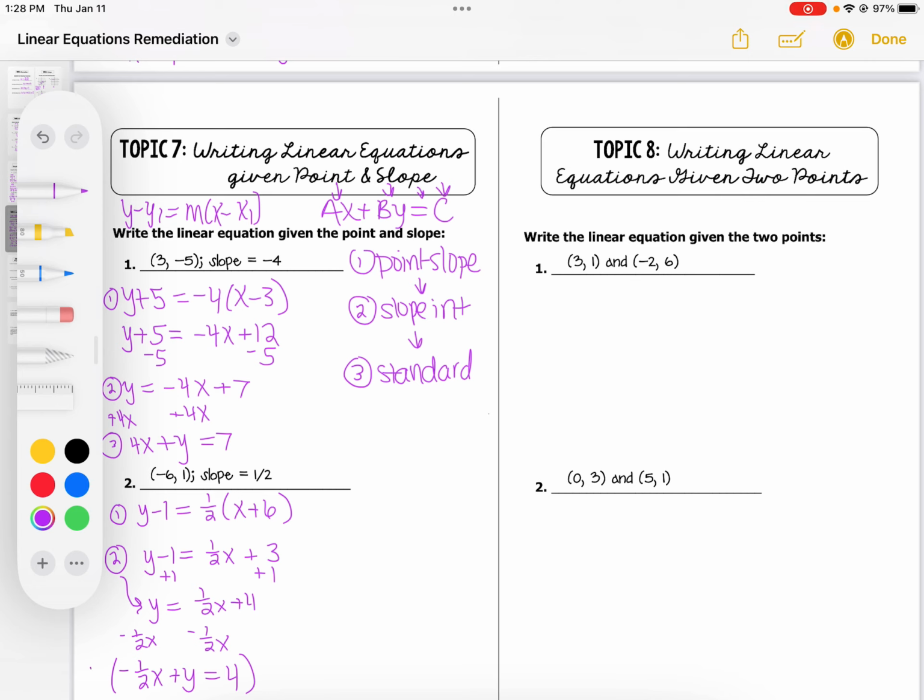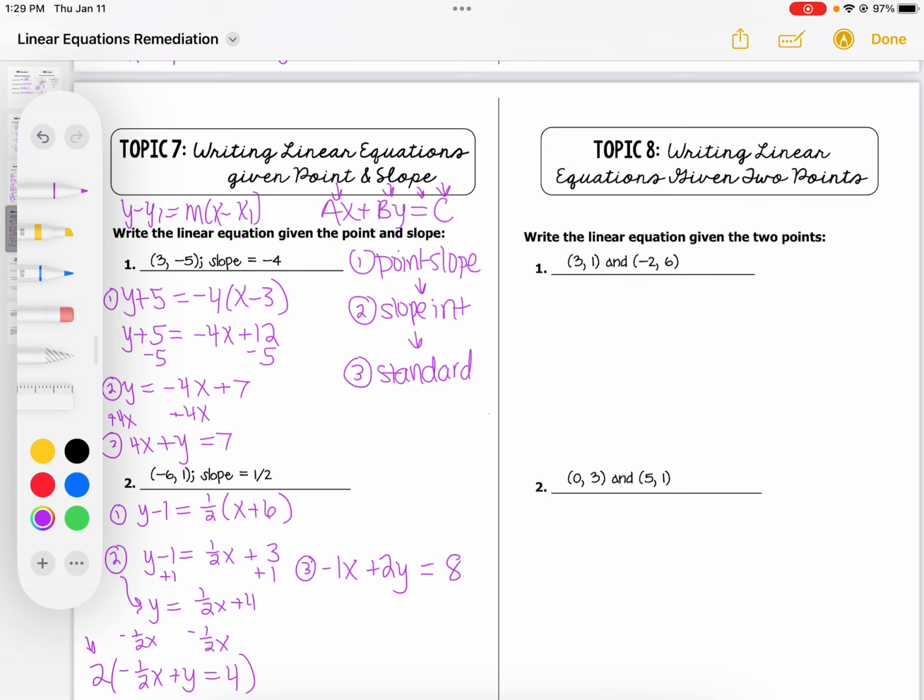To cancel this out, I can multiply every single term by 2, and the fraction will wipe out. 2 times negative 1/2 x equals negative 1x. 2 times y is 2y. Equal sign. 2 times 4 is 8. This could be an equation in standard form. It does not have any fractions. It's in the correct format. Your x term is first, your y term, your equal sign, your number. You did not have to multiply by 2 at this point. You can multiply by 4, by 6, by 8, literally any even number. Because the denominator is 2, any multiple of 2 would work.